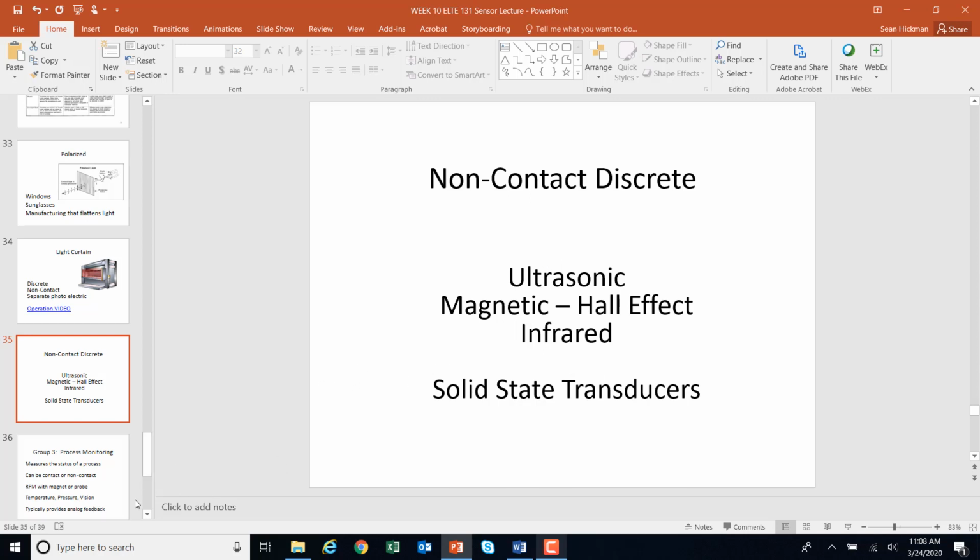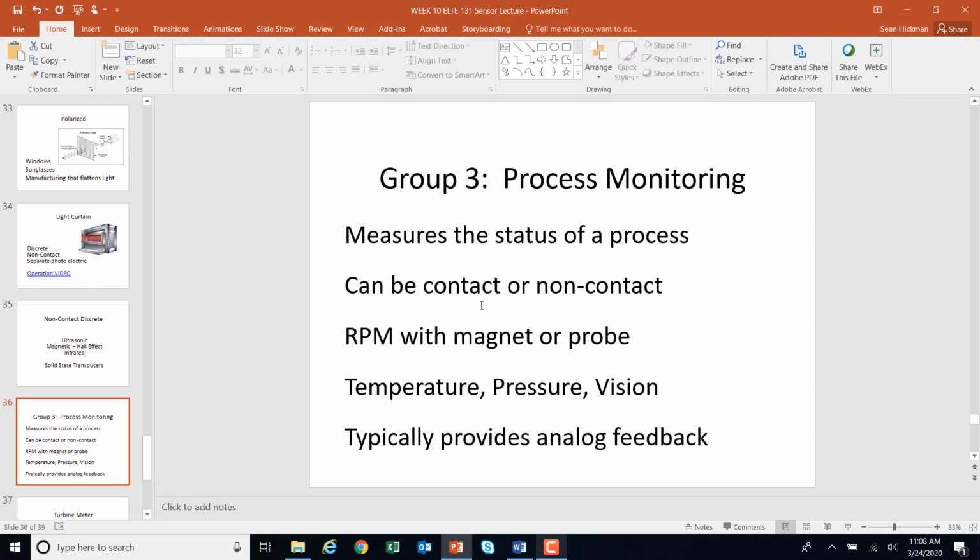proximity sensors. The final group is group 3, process monitoring. I'm just going to mention it. We're not really going to go over it. This measures the status of the process. It could be contact or non-contact. So for example, the RPM of something. You could use a magnet, or you could use a probe, something that you would put on a device so that every time the magnet came spinning by a certain point, it would register. I think you did that in 109, or we do that later on, where you put the RPM meter on the motor and you just see how fast the motor's spinning.